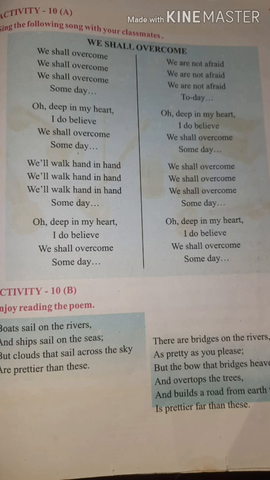Then there is another passage. There are the bridges on the river as pretty as you please, but the bow that bridges heaven and overtops the tree and builds a road from the earth to the sky is prettier far than this. So it's a very small and nice poem. So there are almost 3 poems in this lesson. Okay, so let's see which I'll ask you to learn.